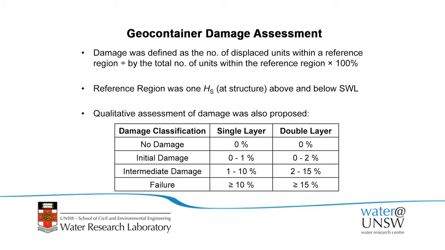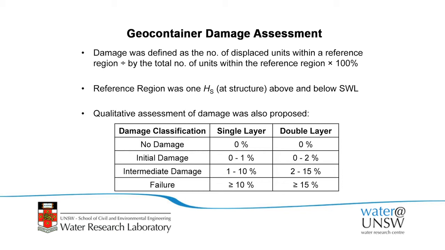Obviously no damage is no units moving. Initial damage for the geotextile structures is up to 2% of units can move. So if you get up to 2% of units moving, the structure still remains very coherent. With rock structures, that's generally considered to be 5% though. So it is a lower threshold than rock structures.